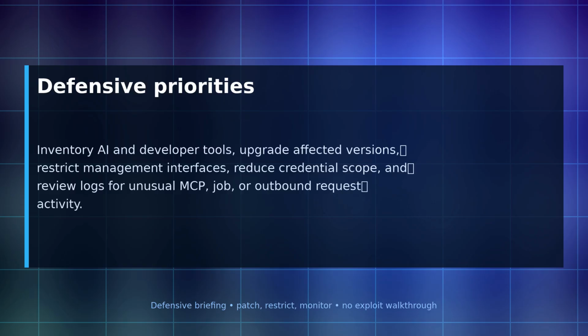The common theme is tool trust. AI and developer automation tools often hold credentials, route internal requests, and connect workflows to sensitive services. Do not only patch the application. Also check where it runs, what credentials it has, what networks it can reach, and which logs prove that unexpected access did not happen. No proof of concept details here, focus on reducing exposure today.